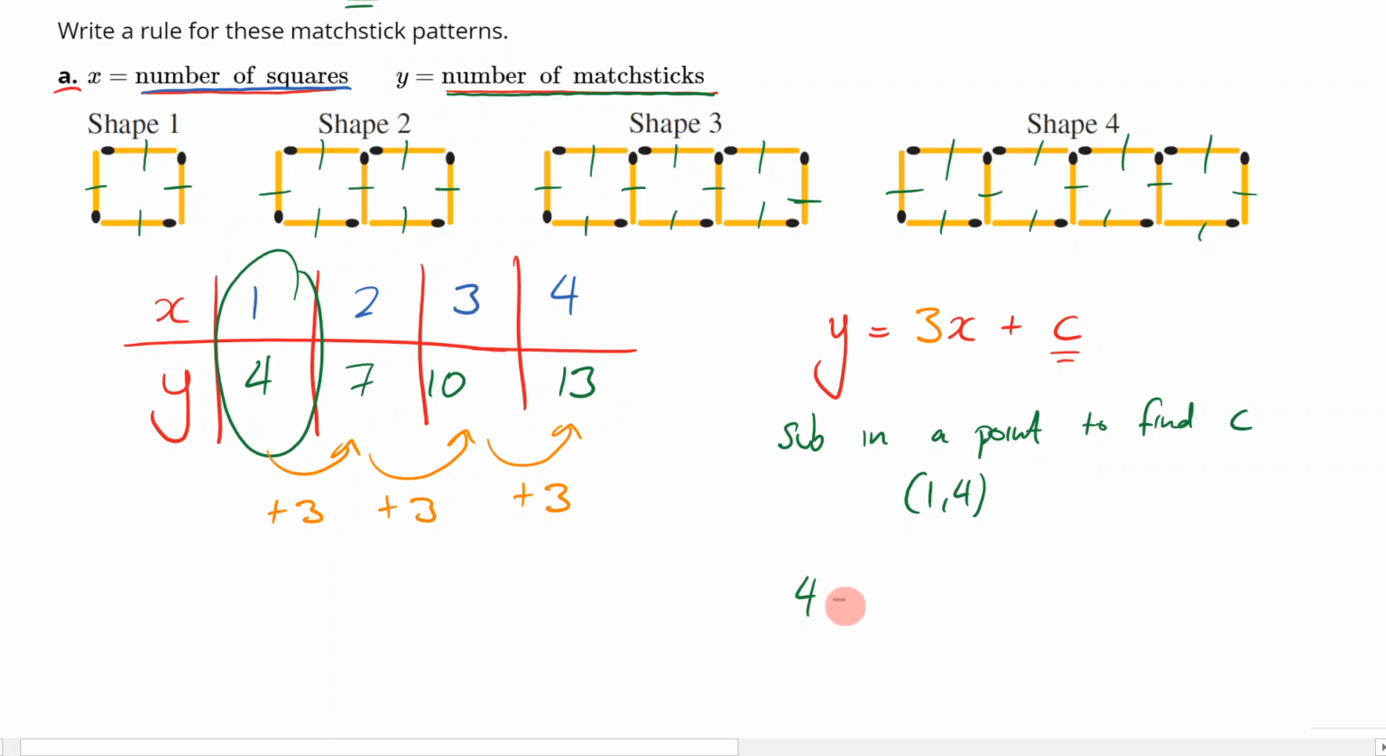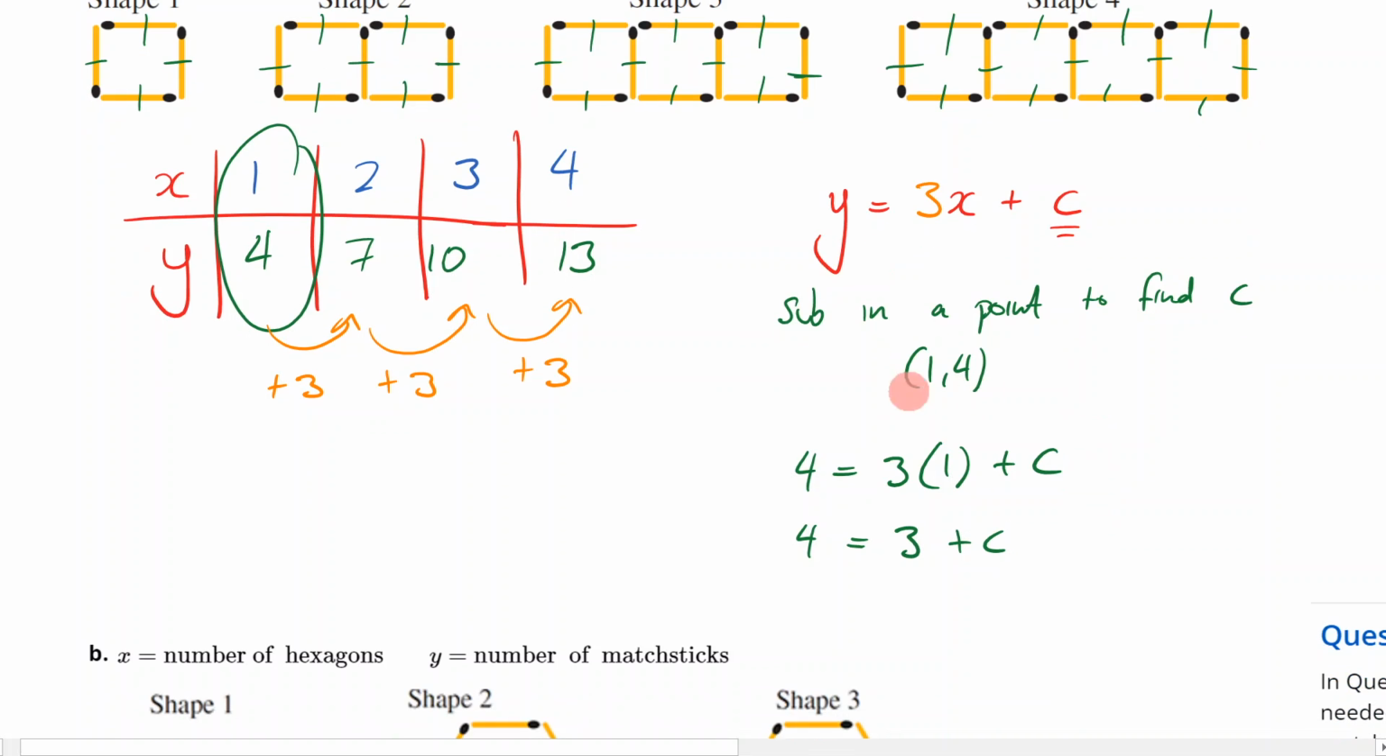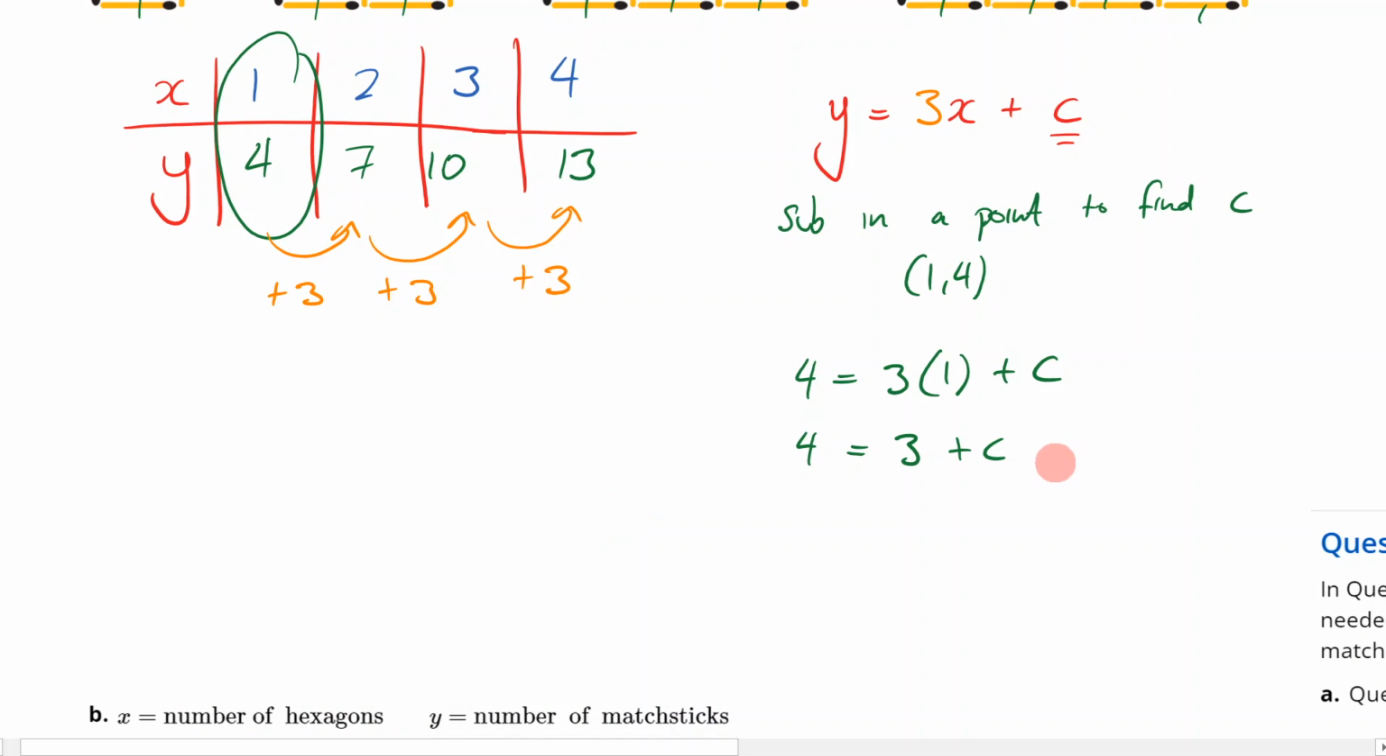So I put 4 in the Y spot. I put 1 here plus C. 3 times 1 is 3. So 4 is equal to 3 plus C. And now I need to figure out what C is by itself. Let me just quickly move this question a bit further down. To find out what C is by itself, I'm going to have to subtract both sides by 3. Minus 3. Minus 3. And that means I'm going to get 4 minus 3 is 1. This side, the 3's go away, so I've just got C here. So that means 1 is equal to C.